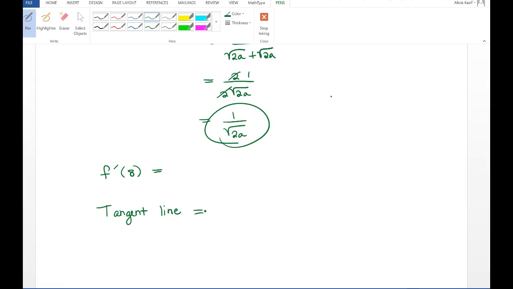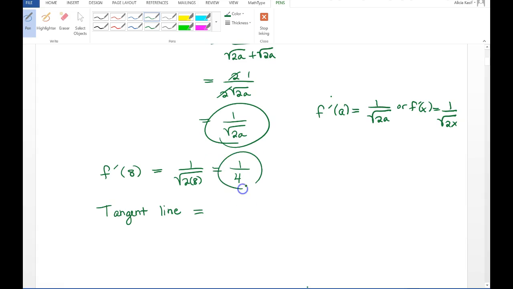Okay, so the derivative, even though I have an a here, remember we said f prime of a is 1 over square root of 2a. Or you could say f prime of x is 1 over square root of 2x. So f prime of 8 is going to be 1 over square root of 2 times 8, which is 1 over square root of 16. So that's 1/4. And now how about our tangent line?